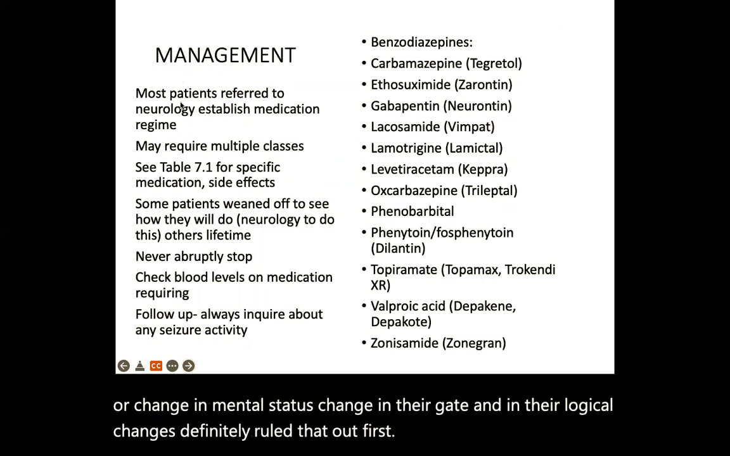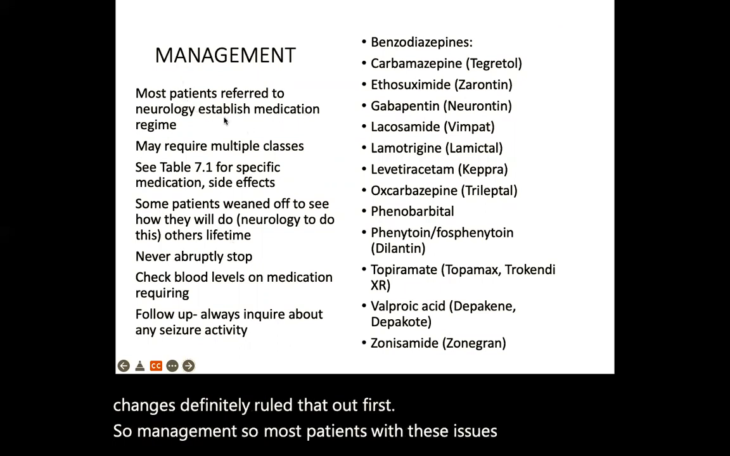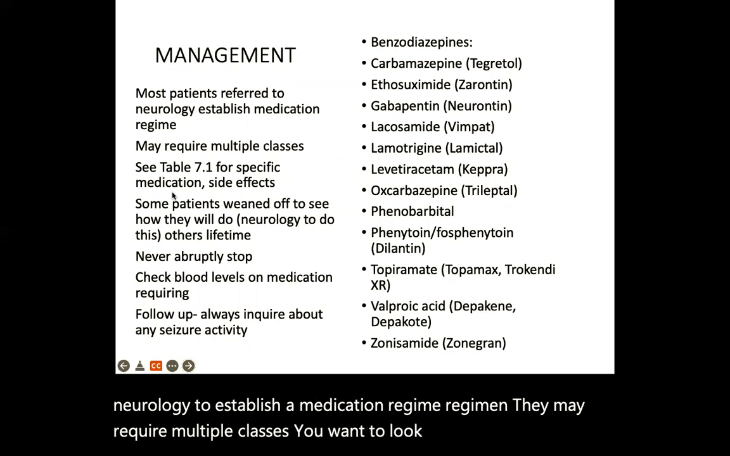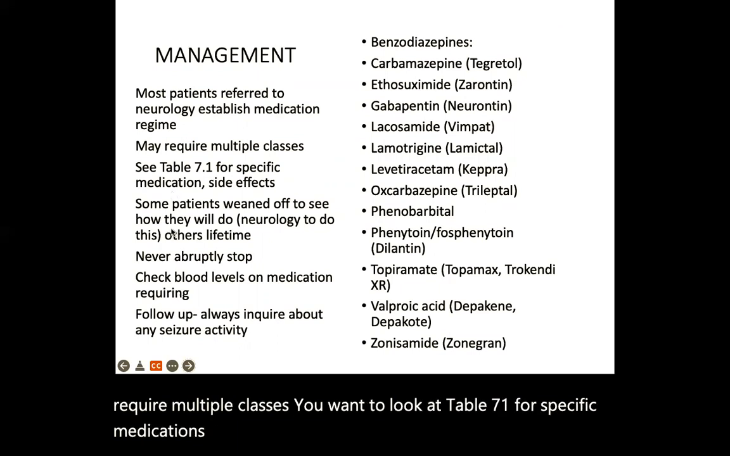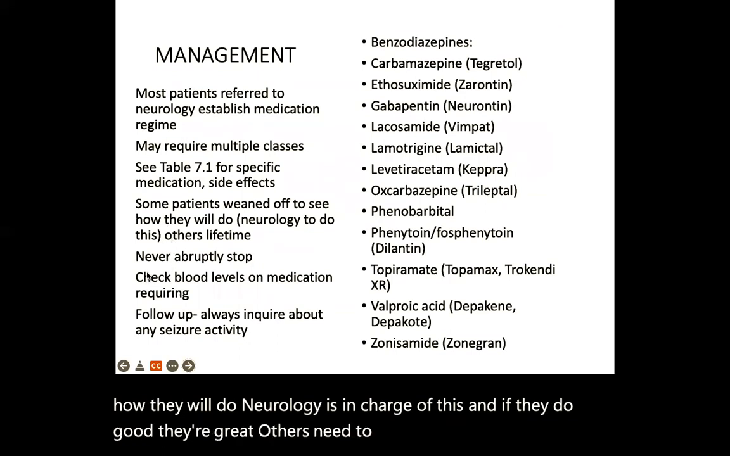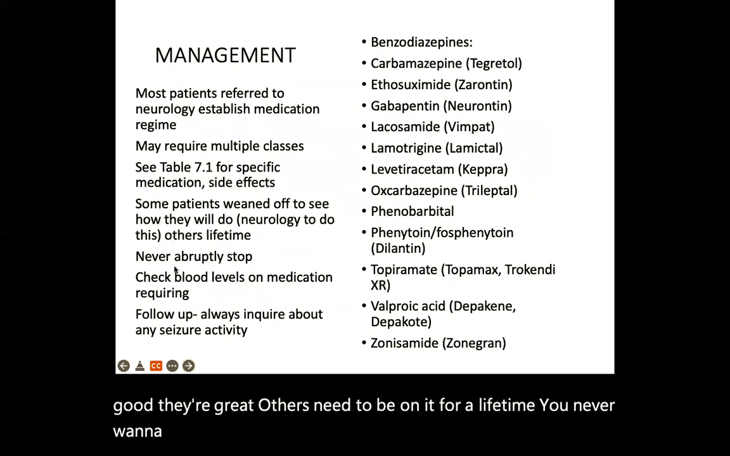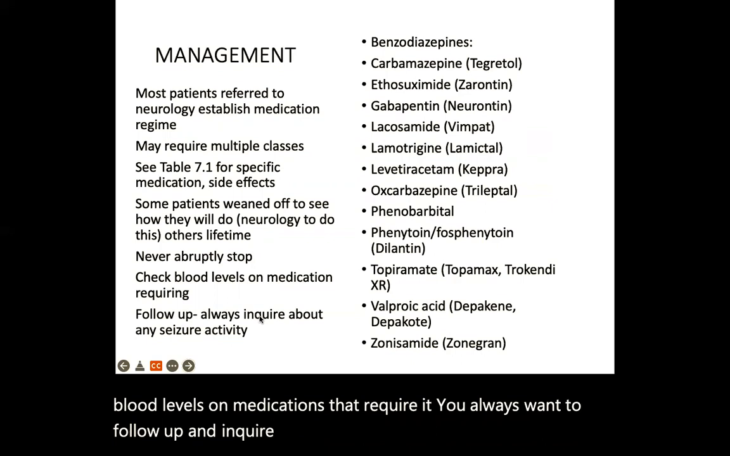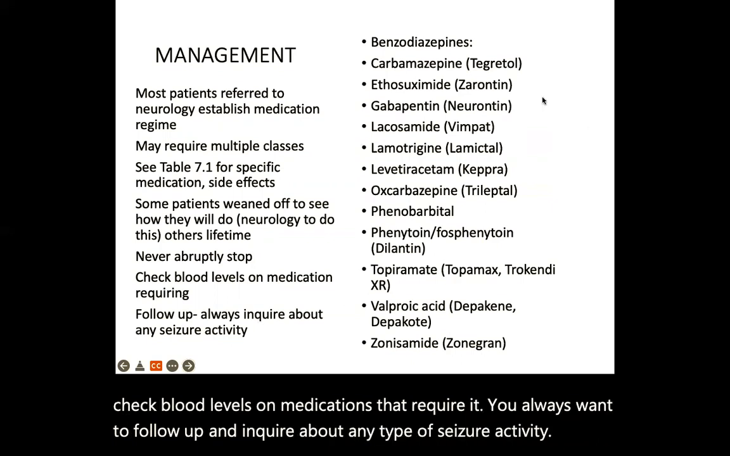So management. Most patients with these issues are referred to neurology to establish a medication regimen. They may require multiple classes. You want to look at table 7.1 for specific medications and side effects. Some patients are weaned off to see how they will do. Neurology is in charge of this. And if they do good, they're great. Others need to be on it for a lifetime. You never want to abruptly stop these medications, and you want to check blood levels on medications that require it. You always want to follow up and inquire about any type of seizure activity with every visit.